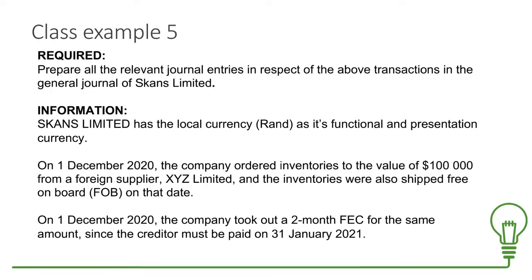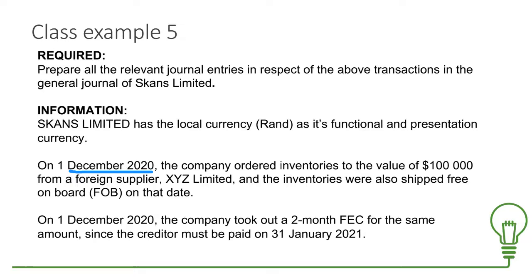It says on December, let me just highlight it. On 1 December 2020, the company ordered inventories to the value of $100,000 from a foreign supplier, XYZ Limited. The inventories were also shipped free on board on that date.